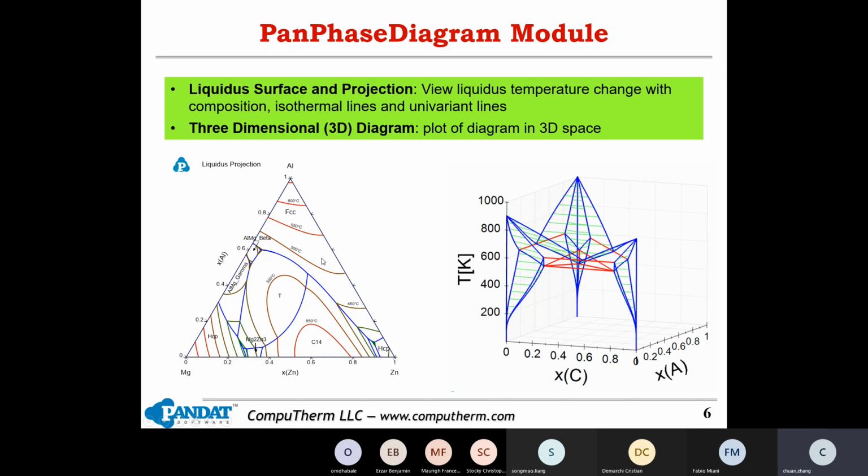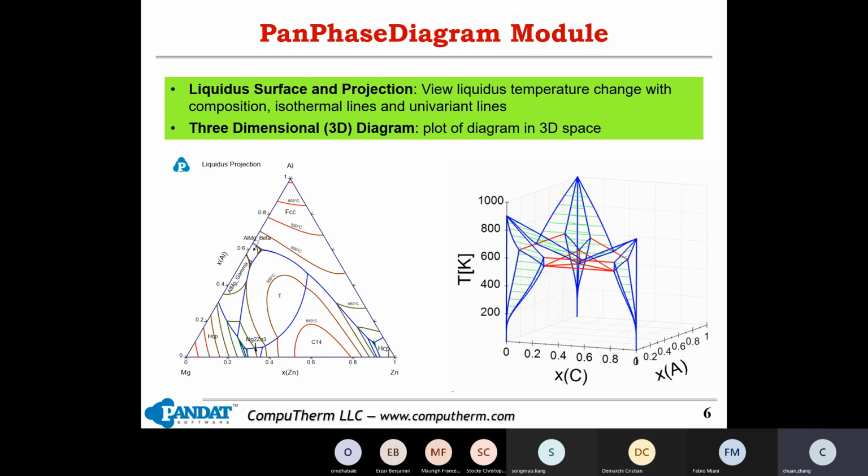This type of diagram is very important for casting alloys. And as I mentioned previously, we can calculate 3D diagrams. This is a very unique feature of the software, which allows users to calculate 3D diagrams of any three-component system. This is just an example.